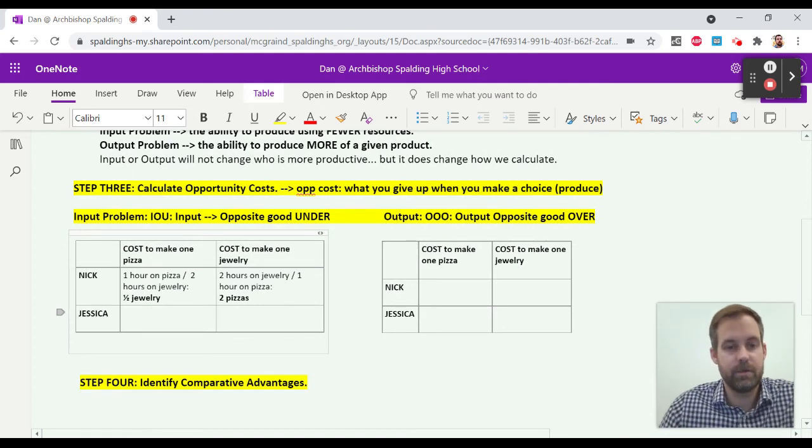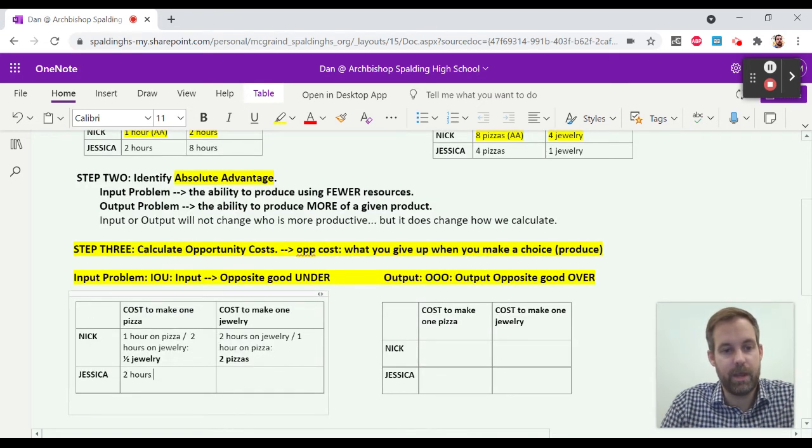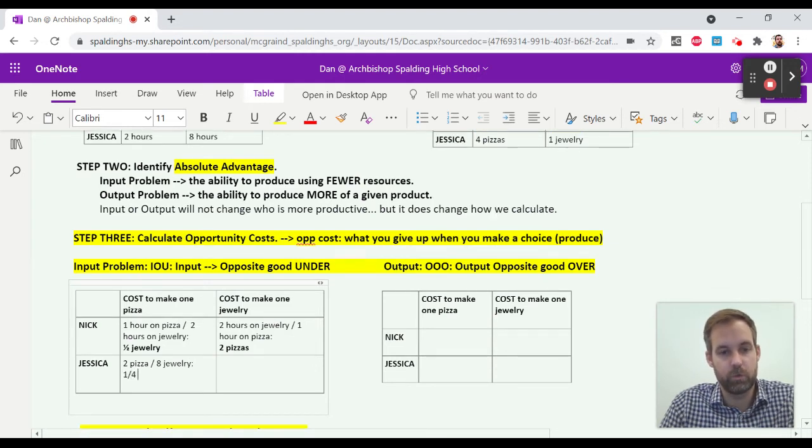We do the same thing for Jessica, right? We take 2 hours, and I'm just going to start the shorthand here. 2 pizzas divided by 8 jewelry means that every pizza costs her 1/4 of a jewelry. And then the opposite over here, 8 jewelry divided by 2 pizzas gives us 4 pizzas per jewelry. So every time that Jessica makes a piece of jewelry, she could have made 4 pizzas.